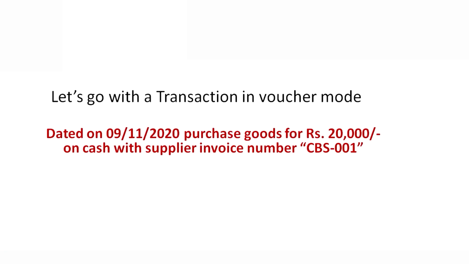So there is a transaction dated on 9th November 2020. Purchase goods for rupees 20,000 on cash with a supplier invoice number CBS 001. If you read this transaction, we require a cash ledger and a purchase ledger to pass the transaction. In this transaction, we have used a common name called goods, so we are not mentioning a stock item. So we'll create a cash ledger and a purchase ledger to pass a transaction.